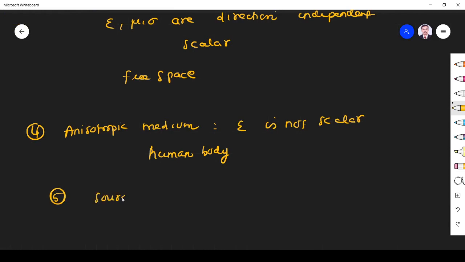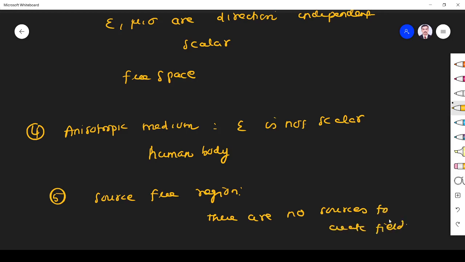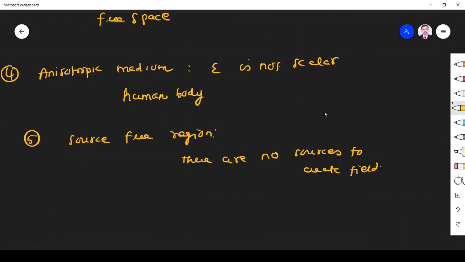source free region, right? I have dealt one full video on source free space. Please refer that video. So what is source free region or source free medium? A medium in which there are no sources to create field. Then you can ask how field will be created without source. The source is not explicitly present, it is present somewhere else, right? So detailed analysis is given in that video. Please refer that video.